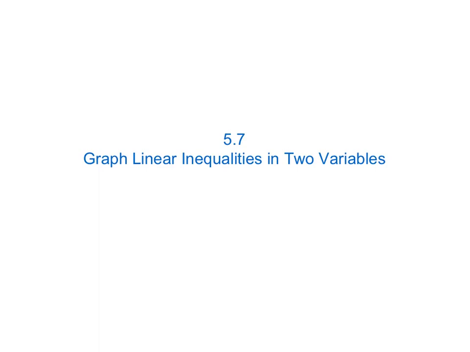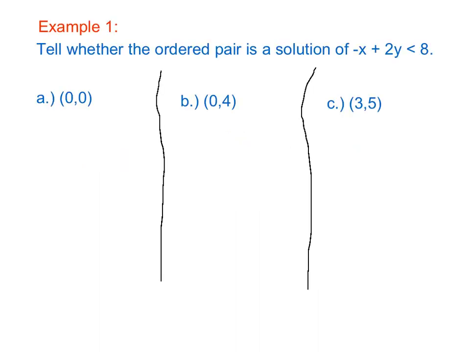Alright, we're skipping around here a little bit, and we're going to look at 5.7, which is graph linear inequalities in two variables, and this is very similar to graphing a line, a linear equation. Okay, here we've got the inequality negative x plus 2y less than 8, and we've got three ordered pairs we want to test out to see if they're solutions.